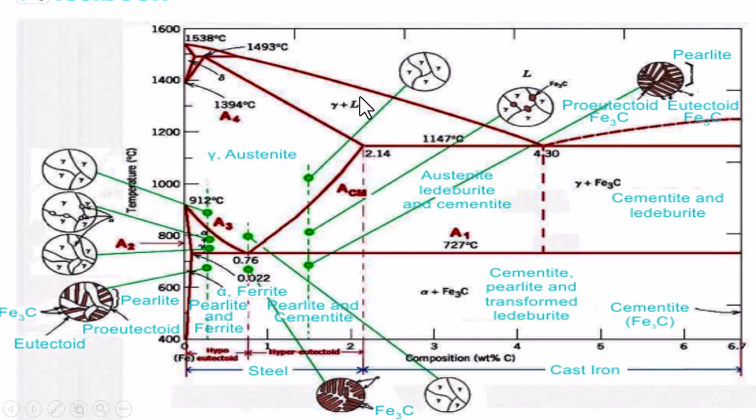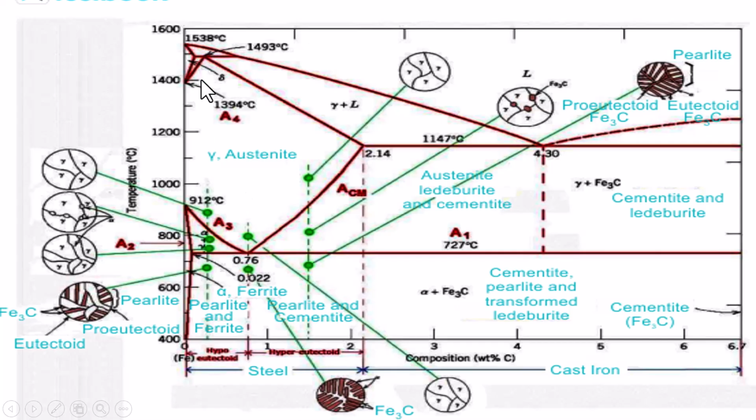This is the liquid region at 1539. Actually, it is 1538 degrees, so don't confuse 39, 38 or 40. It is simply the melting point of iron, with about 0.008% of carbon. This melting point is 1539 degrees Celsius. As the carbon increases, the melting point decreases. Anyway, this is the liquid region in the iron carbon diagram.